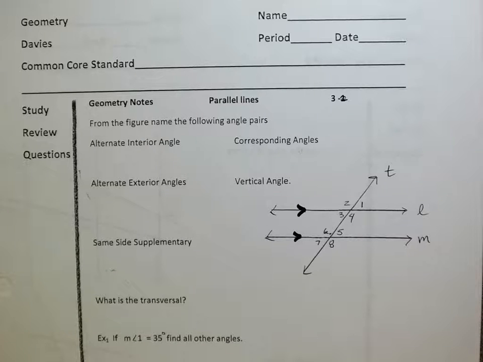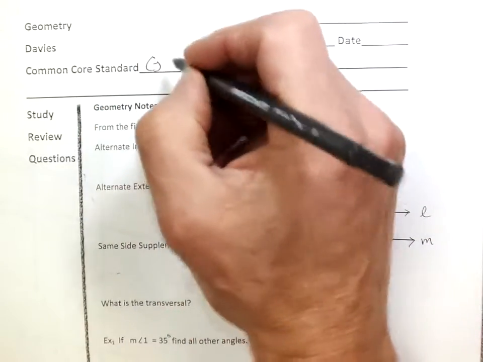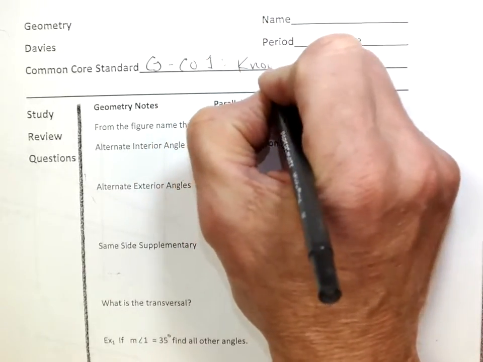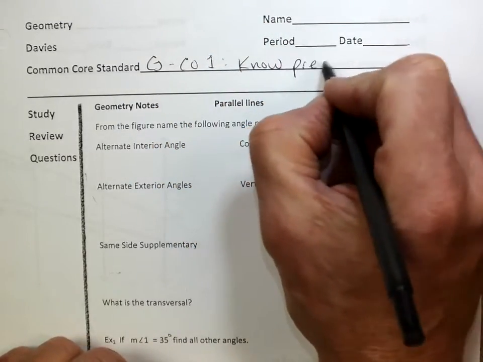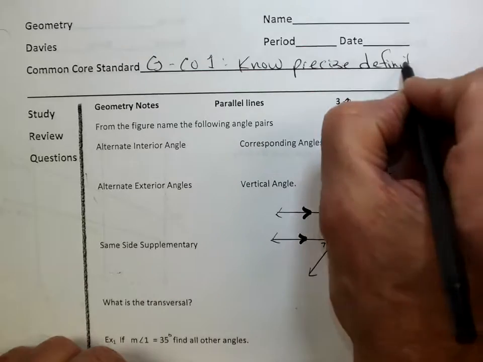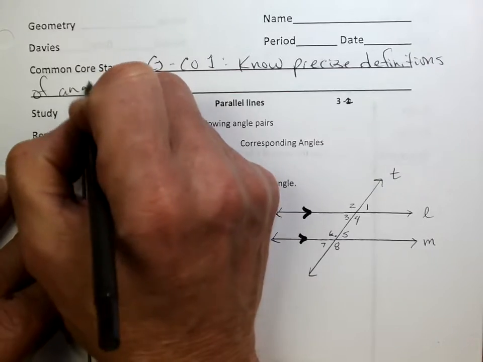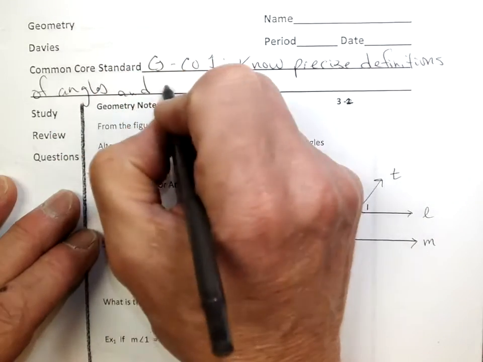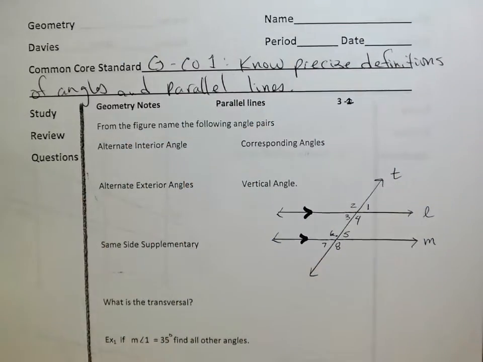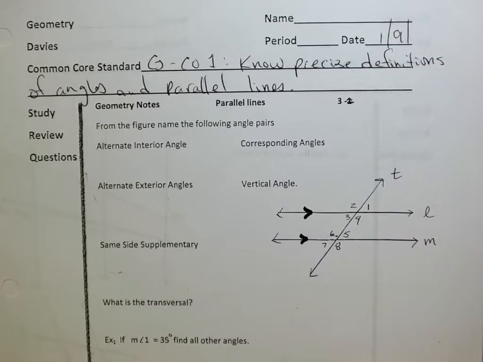So, here we go. The Common Core, it's G for geometry, CO for congruence, and it's number 1, which is basically no precise definitions of angles and parallel lines. Okay, there's our Common Core. And so far we're still stuck with the Common Core. I haven't heard anything different yet, so there we go.